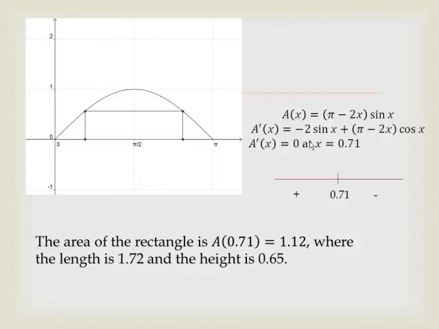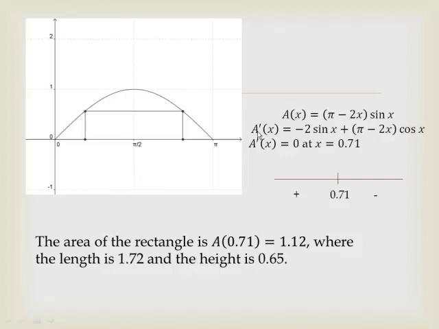Step 3 is to determine the endpoints. And what we should at least recognize here is that the domain of this function, x can't be anything bigger than pi over 2. So 0 to pi over 2 is going to be the domain of our function.